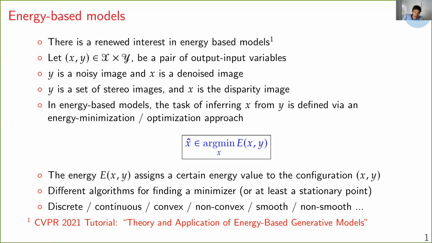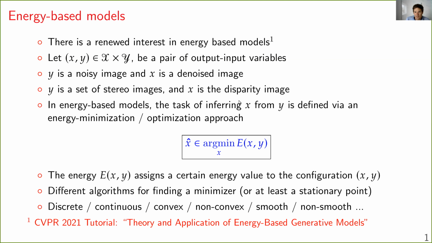So when you look to the recent literature, you can see actually there's a renewed interest in energy-based models. Variational methods or optimization-based methods have been used for decades to produce different models in computer vision, in machine learning, but now there's a renewed interest. For example, I checked that just yesterday there was a CVPR 2021 tutorial on the theory and application of energy-based generative models.